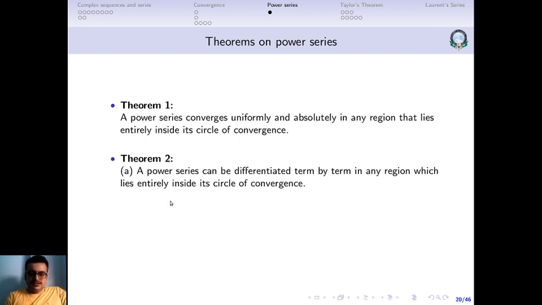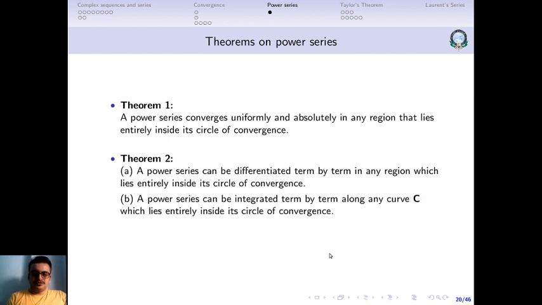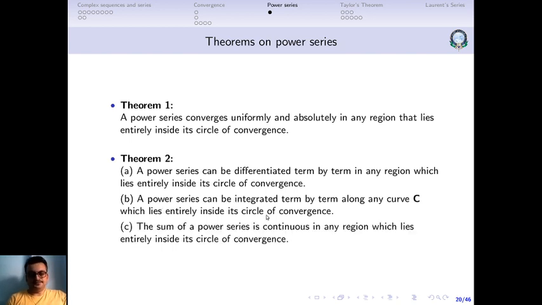Then the first part of theorem 2 says that a power series can be differentiated term by term in any region which lies entirely inside its circle of convergence. So inside a circle of convergence, you can just differentiate a power series term by term. And you could also integrate the power series term by term along any curve which lies inside the circle of convergence. So I have a circle of convergence. Inside it, you take any closed contour, or it could be an open curve also. On any curve which lies totally inside the circle of convergence, you can just integrate the power series term by term. And the sum of the power series is continuous in any region which lies entirely inside its circle of convergence.